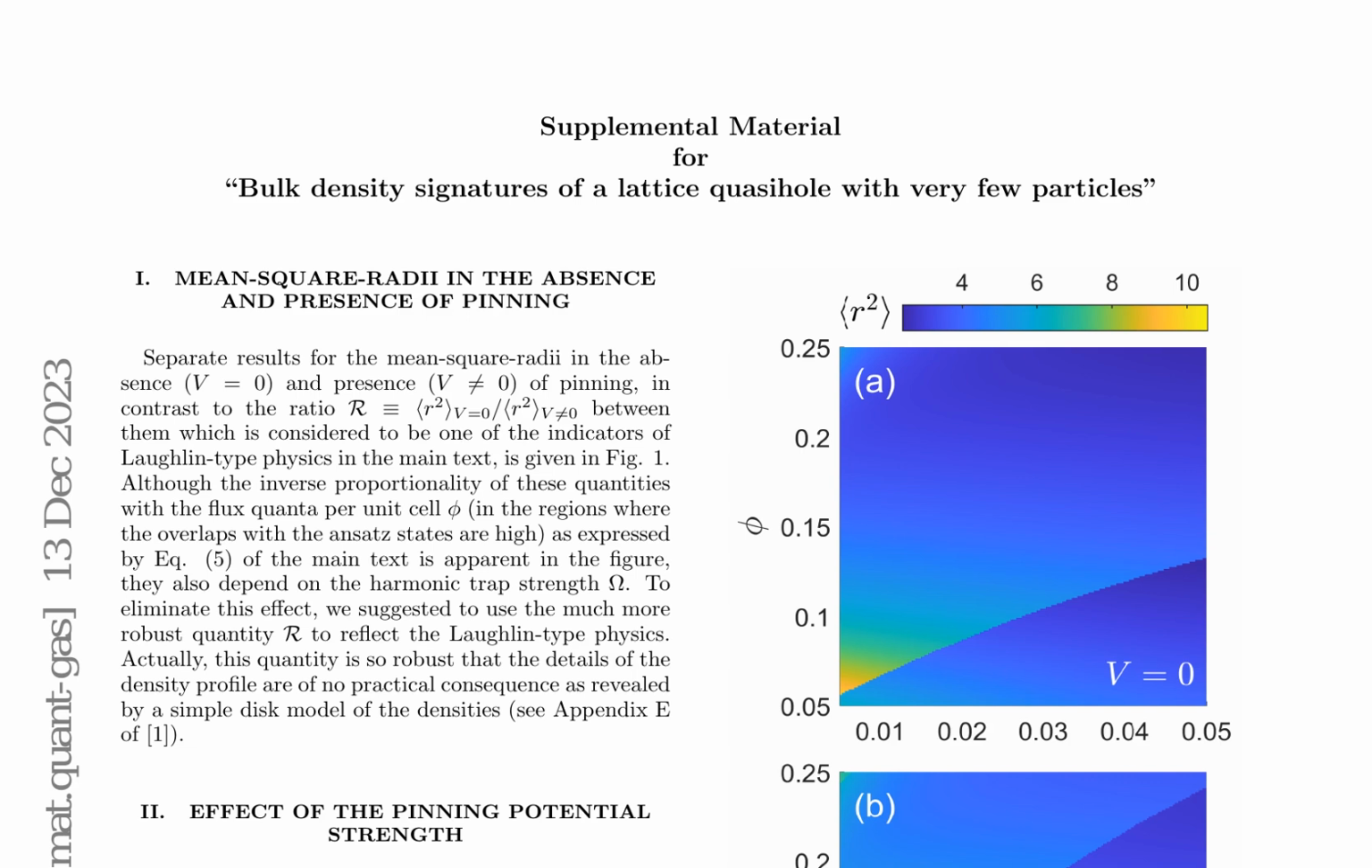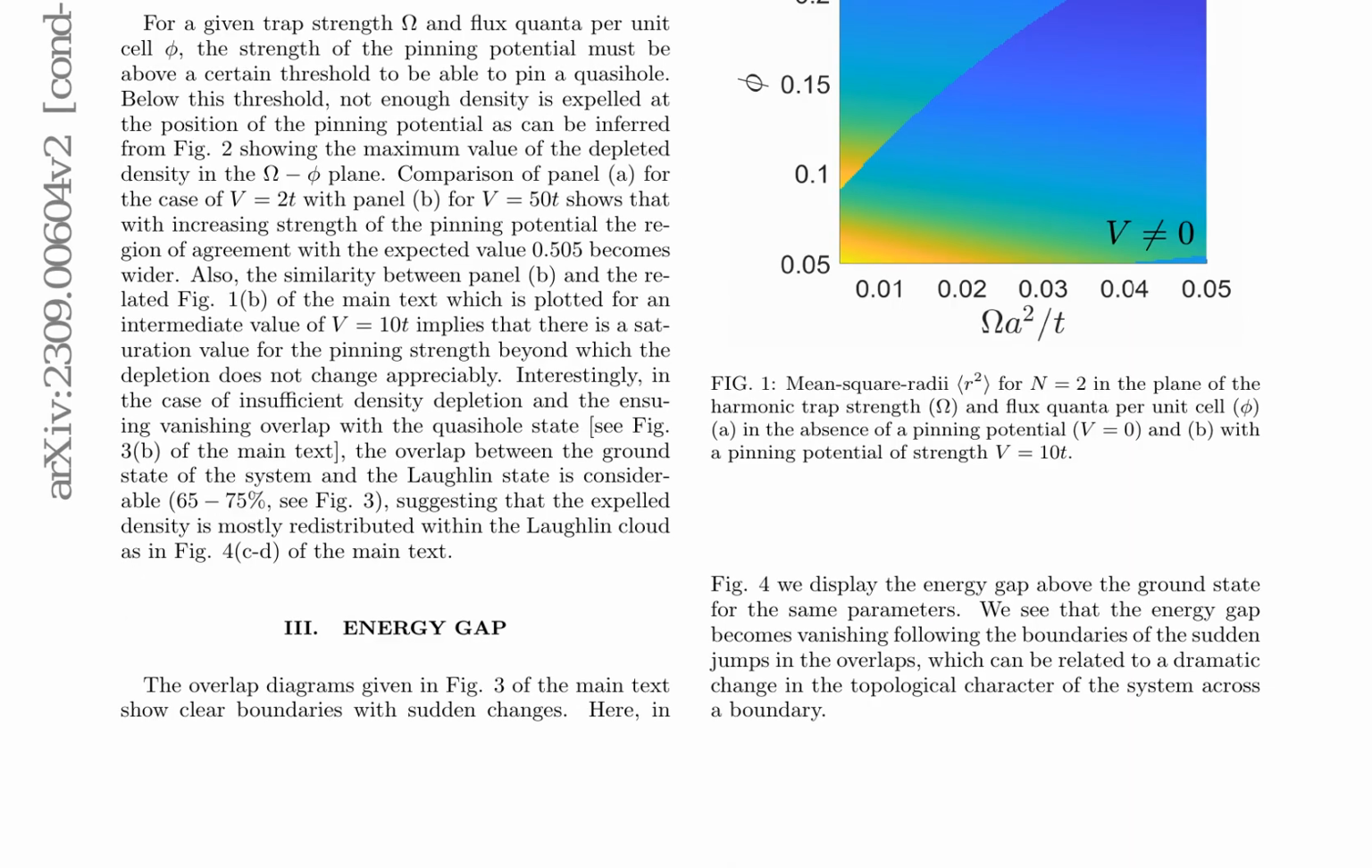The authors then investigate the effect of the pinning potential strength. For a given trap strength omega and flux quanta per unit cell phi, the pinning potential must be above a certain threshold to pin a quasihole. Figure 2 illustrates this, showing the maximum value of the depleted density in the off-plane. Comparing the results for different pinning potential strengths, V equals 2T and V equals 50T, the authors find that with increasing strength, the region of agreement with the expected value 0.505 becomes wider.